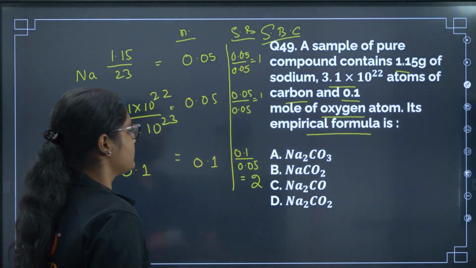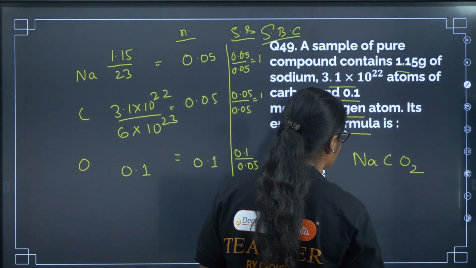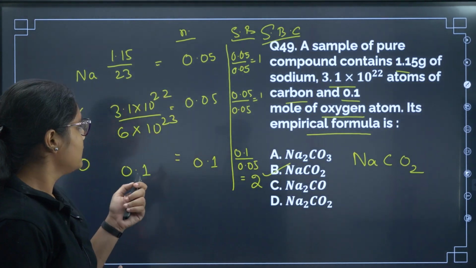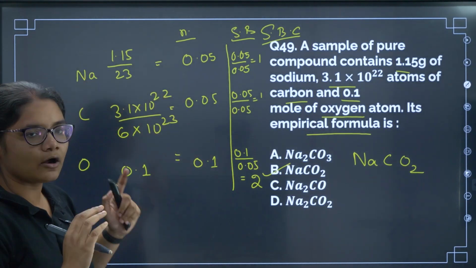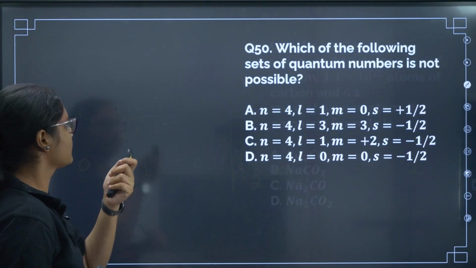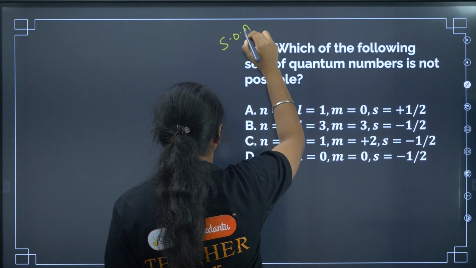So now if you write the empirical formula, we will get sodium 1, carbon 1 and oxygen 2. So the correct answer for this one will be option B. Okay, so easy question, but this conversion, how to find the number of moles, you should be knowing that. Okay, next question, which is from structure of atom?